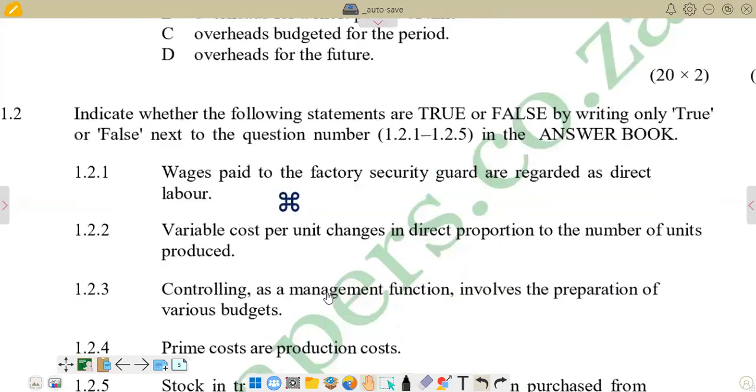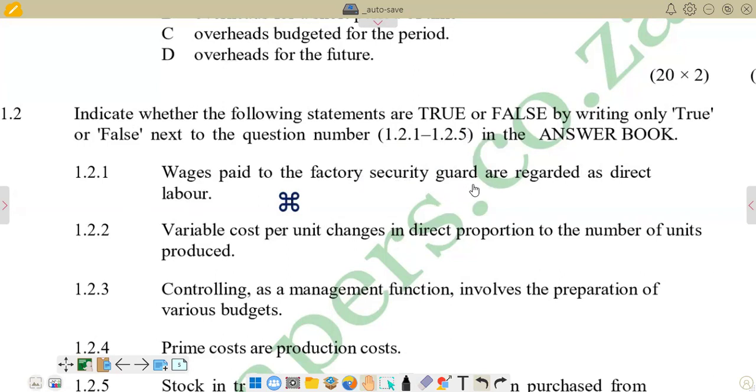1.2 reads, indicate whether the following statements are true or false by writing only true or false next to the question number. That is 1.2.1 up to 1.2.5 in the answer book. Then A is said wages paid to the factory security guard are regarded as direct labor, which is not correct. Remember, wages paid to the factory security guard cannot be direct.